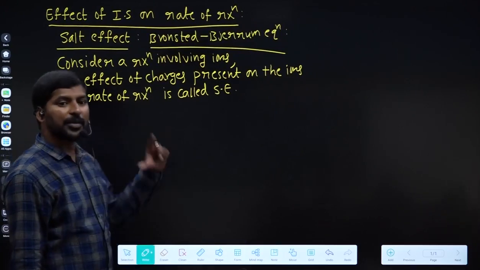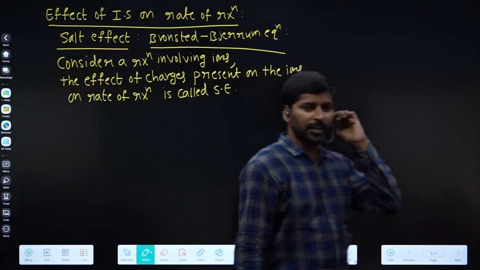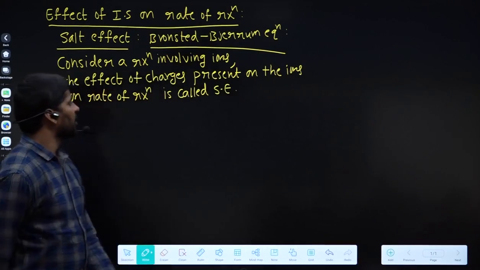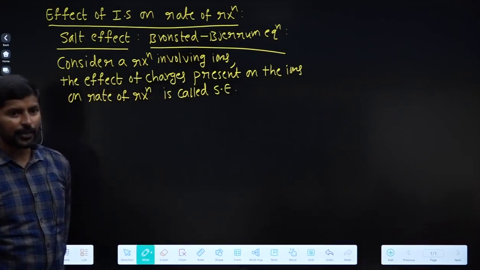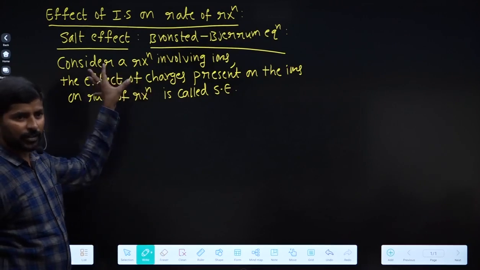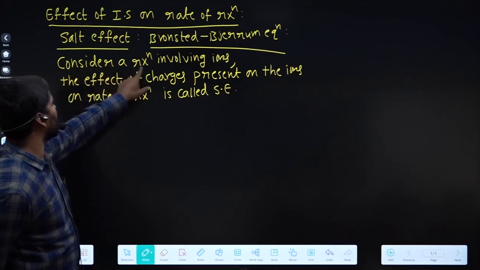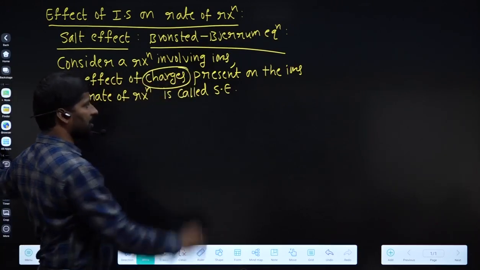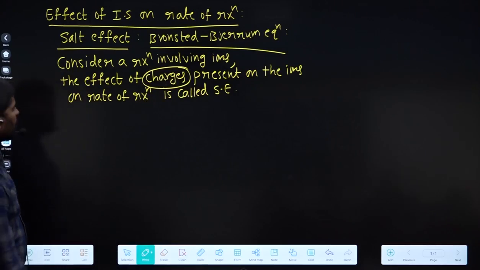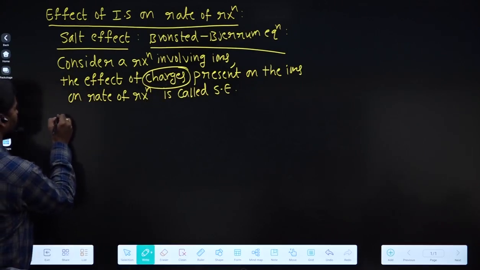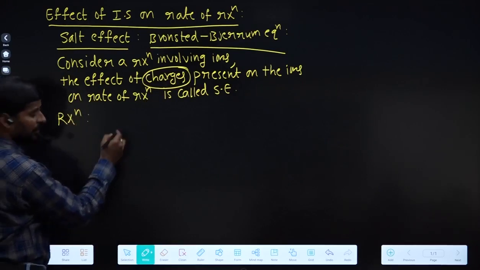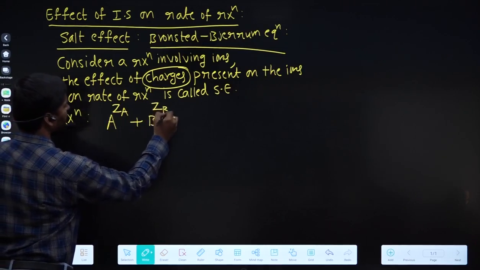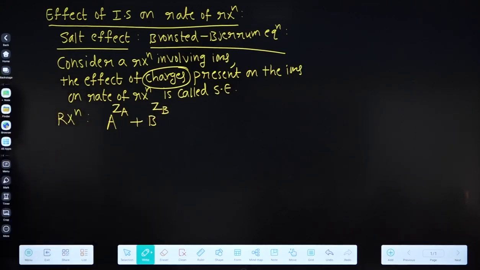Especially it is called primary salt effect, and secondary salt effect also exists, but mostly we get questions from primary salt effect only. Briefly I will explain secondary salt effect also later. So if you consider a reaction involving ions, what is the effect of charges on the ions on rate of reaction? That is called salt effect. So I am taking a reaction involving ions, A with charge number ZA, B with charge number ZB.